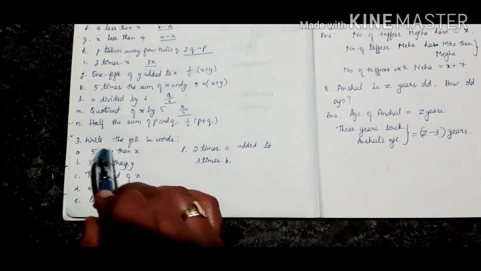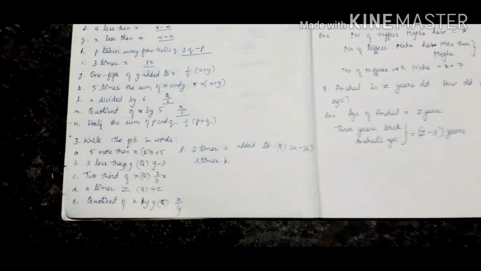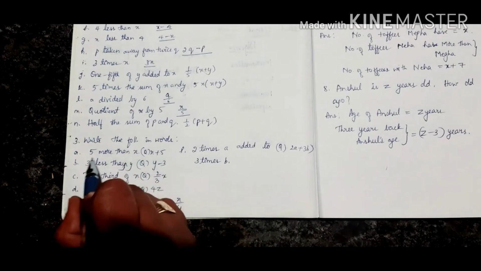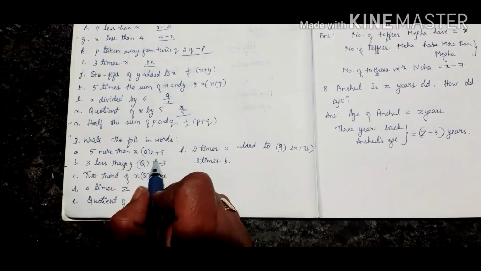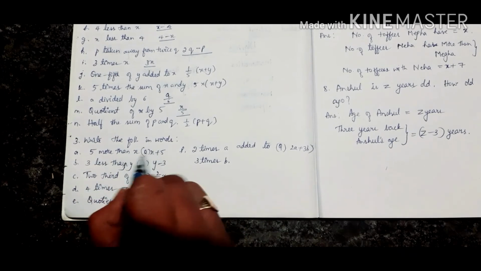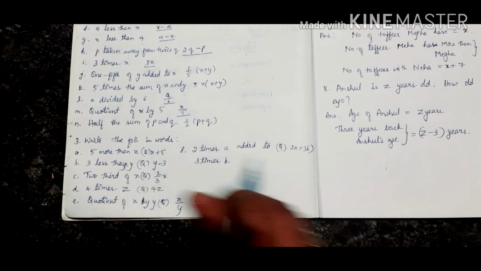Then question number 3, write the following in words. Here we are given the algebraic expression. We need to convert them into the statements. First one is x plus 5. Here I write 5 more than x. We can also write 5 added to x.